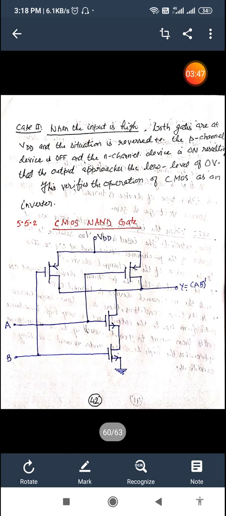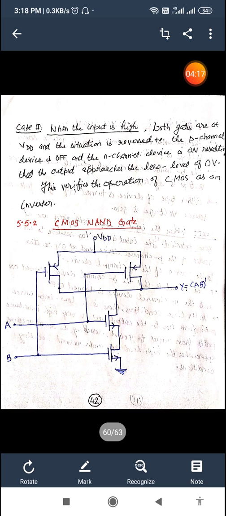Then we will see the CMOS NAND gate. In this CMOS NAND gate, the 2 input NAND gate consists of 2 P type units in parallel and 2 N type units in series, as shown in the figure. If all inputs are high, both P channel transistors turn off and both N channel transistors turn on. The output has a low impedance to ground and produces a low state.